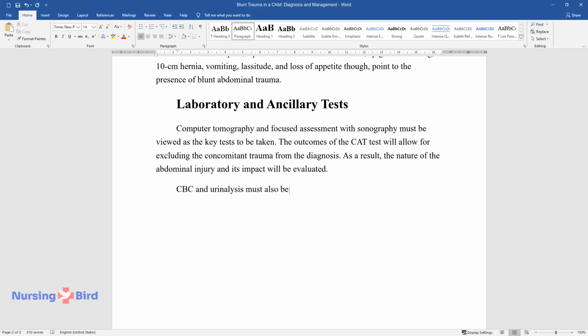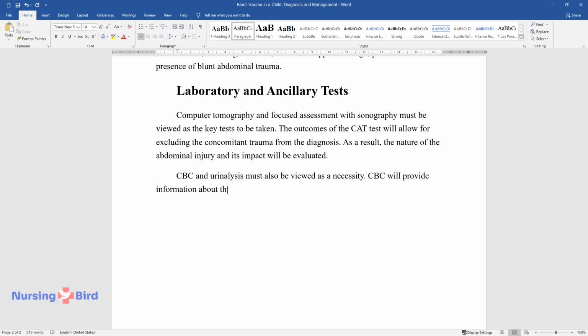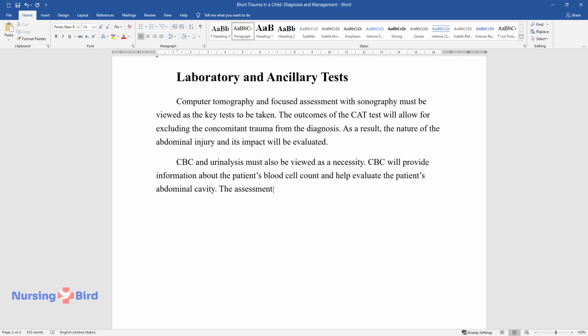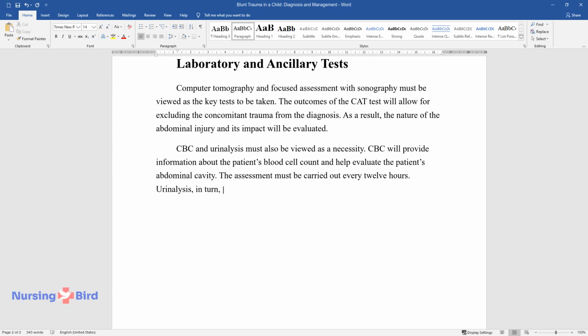CBC and urinalysis must also be viewed as a necessity. CBC will provide information about the patient's blood cell count and help evaluate the patient's abdominal cavity. The assessment must be carried out every 12 hours. Urinalysis, in turn, will help detect the possible presence of an injury to the urinary tract.